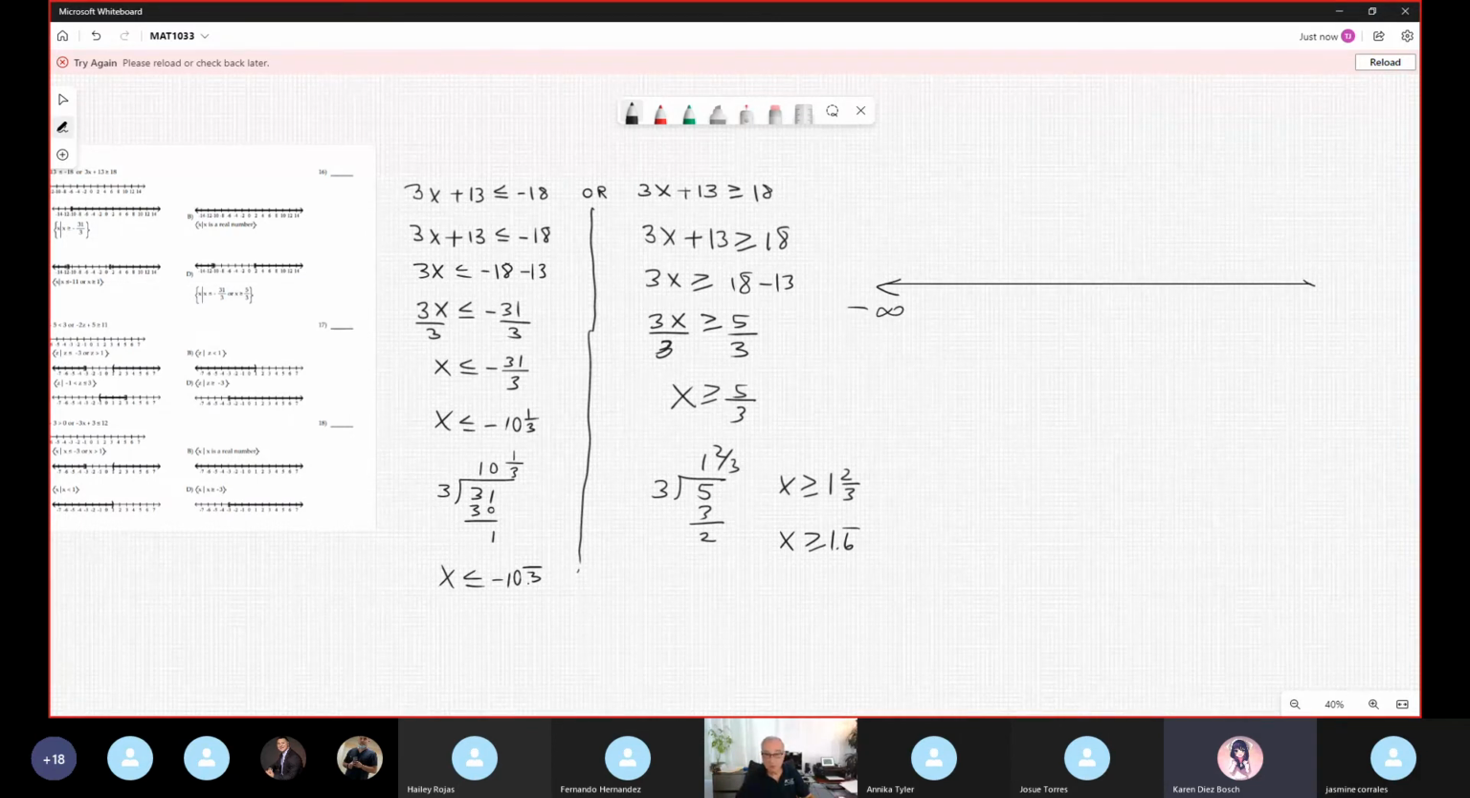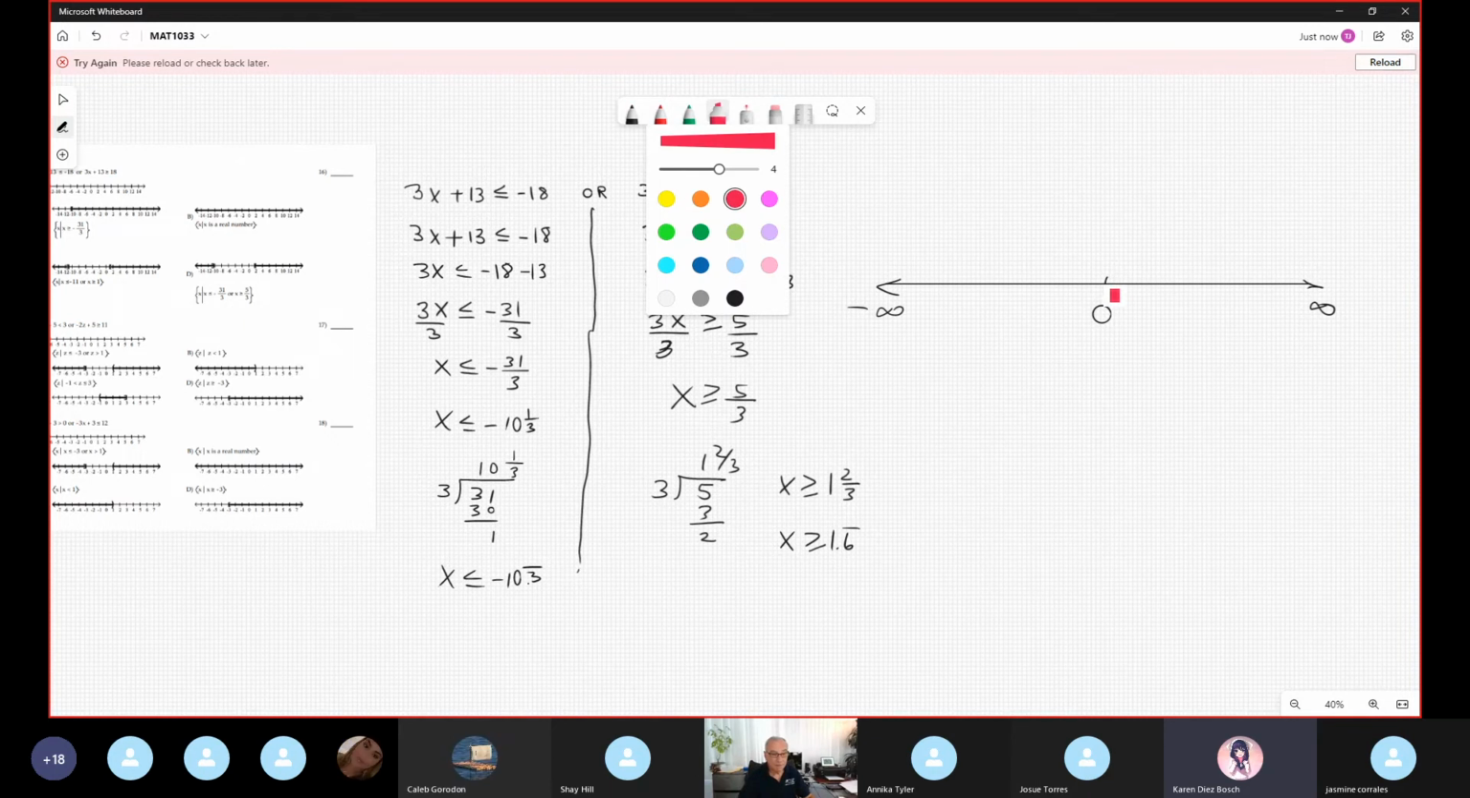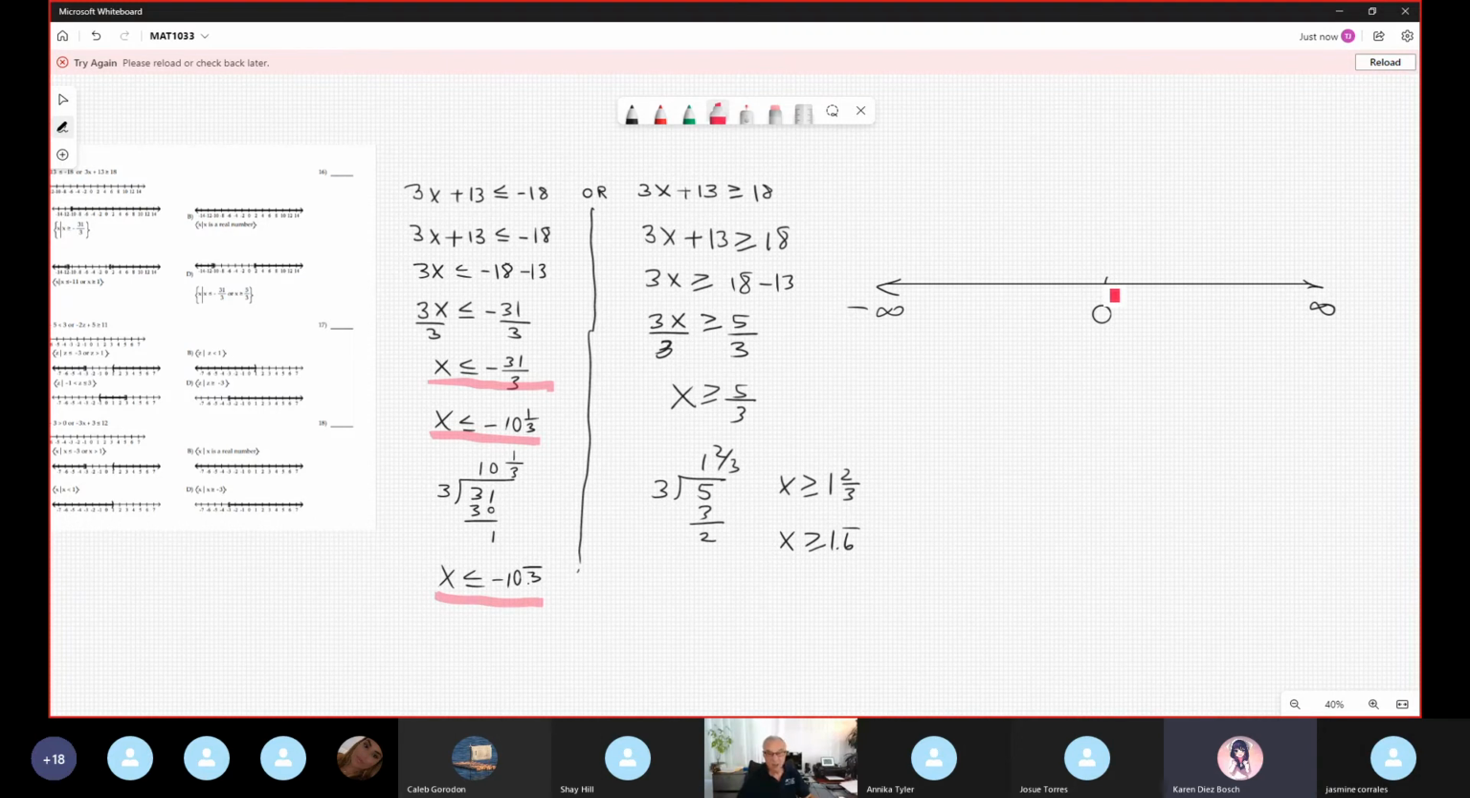Negative infinity, positive infinity, 0 in the middle. Okay, that guy, or that guy gets the same, is negative 10. Well, using my imagination, negative 10 is here, negative 10 something, negative 10.3 repeated. It is to the left, no? To the left. So include it, because it's less than, no? Include bracket here, that number.